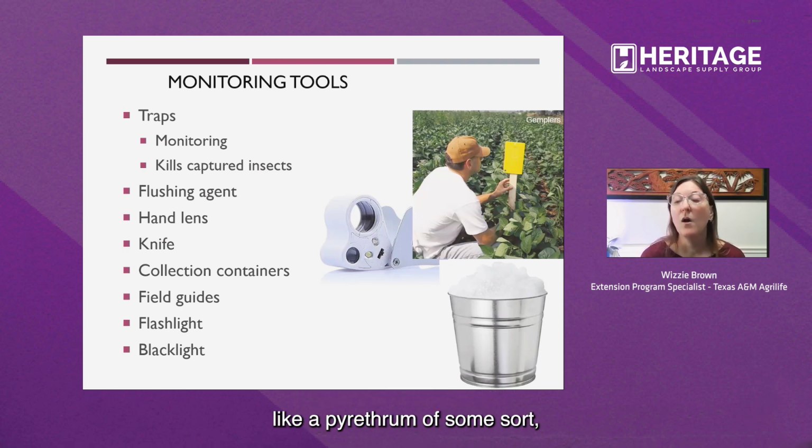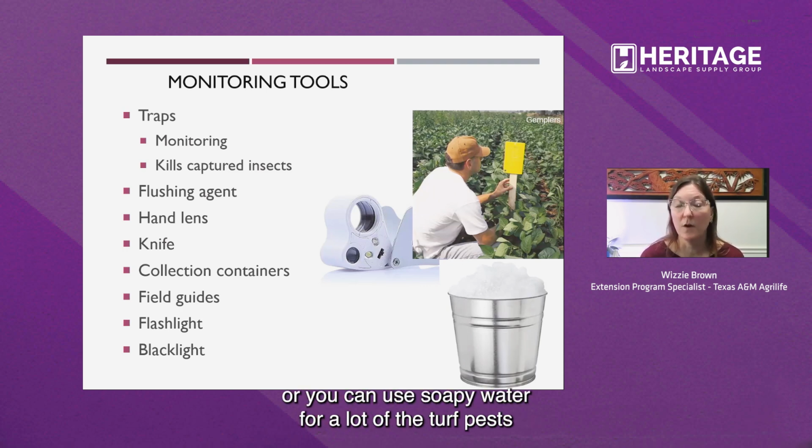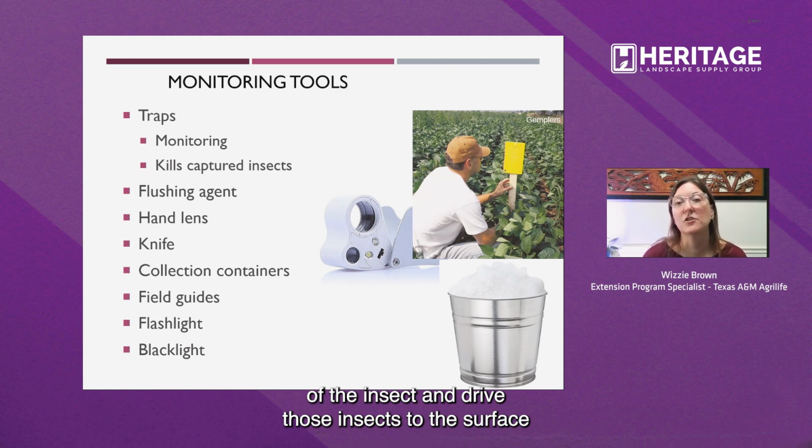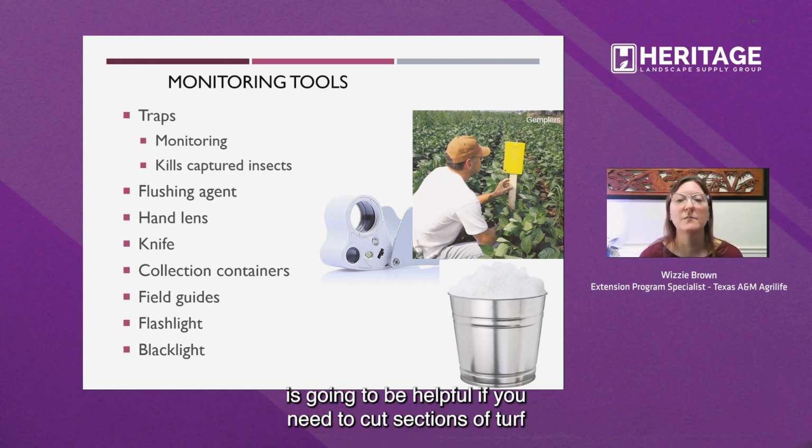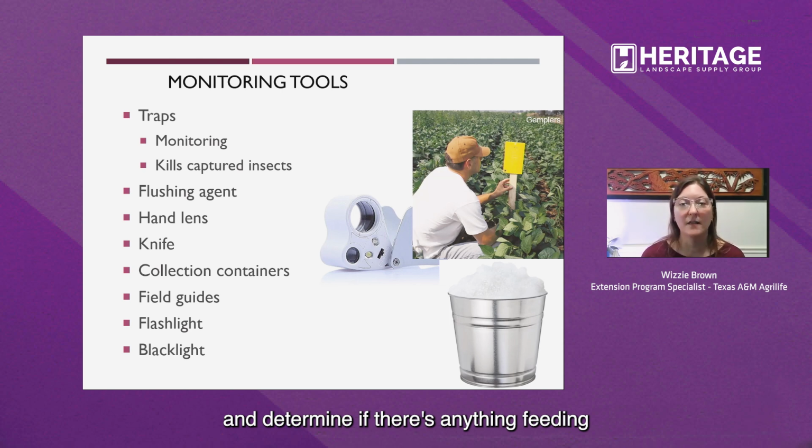Flushing agents are another possible monitoring tool, and that could be either a pesticide-based flushing agent, like a pyrethrum of some sort, or you can use soapy water for a lot of the turf pests, where the soap will irritate the exoskeleton of the insect and drive those insects to the surface so you can see what they are. A knife or some other cutting tool is going to be helpful if you need to cut sections of turf and determine if there's anything feeding on the roots of that.